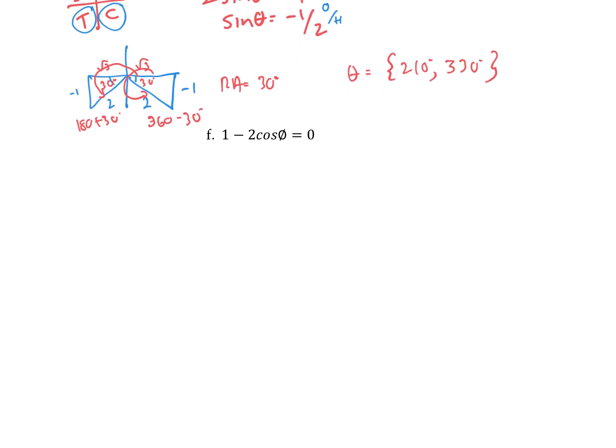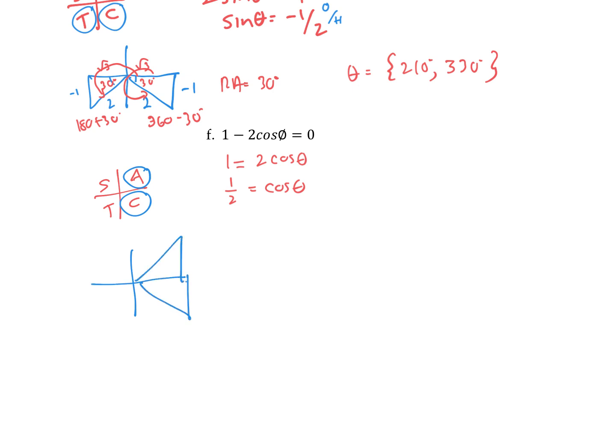And then in this example, again, we have to isolate for cosine, so let's move the negative to the other side, and then we'll divide by 2. So cosine theta equals 1 over 2. So we'll do the cast rule. Cosine is positive in 1 and 4. Cosine is adjacent over hypotenuse. So what triangle does it look like? It looks like the 30-60.